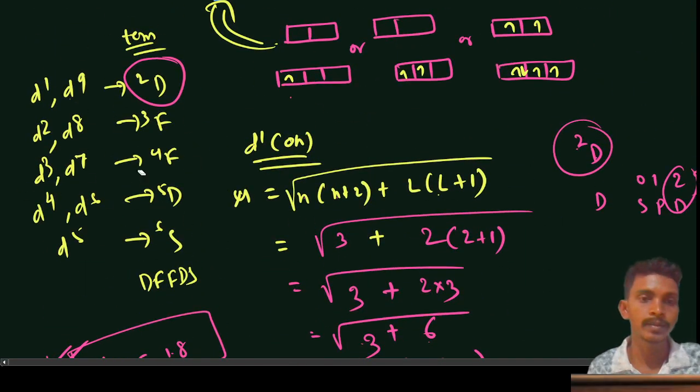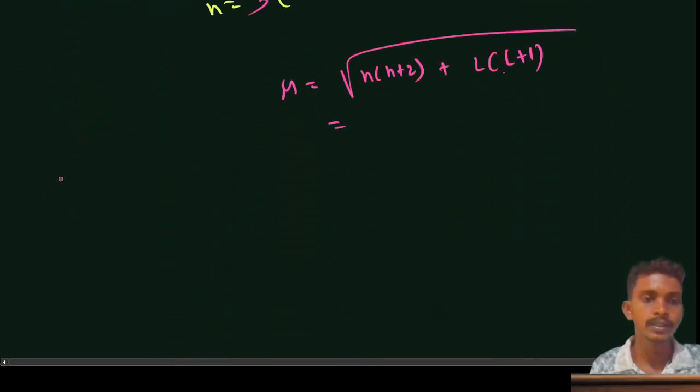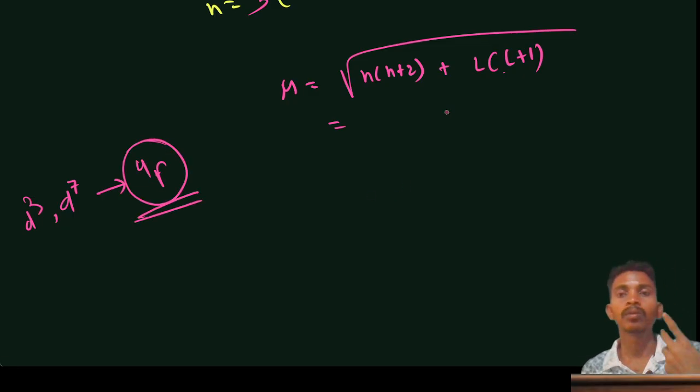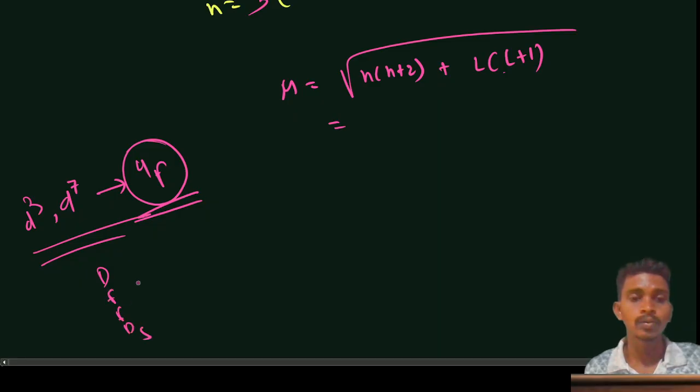D3 and D7, then that is going to be 4F. So I will directly write here, since this is a D7 or D3 case, we know that it is 4F. We no need to calculate the L value and all these things. If you remember this D F F F D S pattern, then we can easily write the terms.